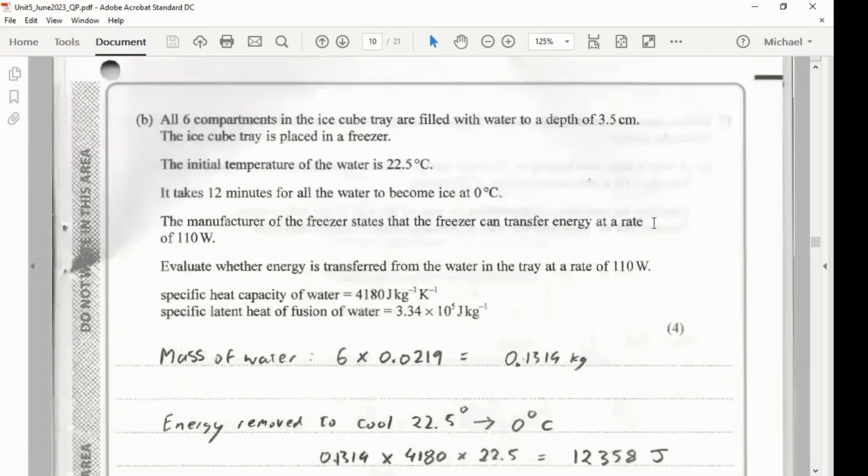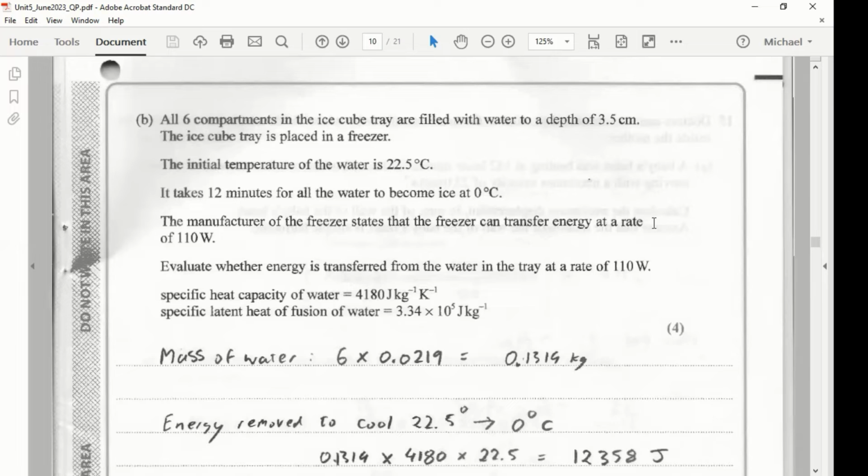B. All 6 compartments in the ice cube tray are filled with water to a depth of 3.5 centimetres. The ice cube tray is placed in a freezer. The initial temperature of the water is 22.5. It takes 12 minutes for all the water to become ice at 0. The manufacturer of the freezer states the freezer can transfer energy at a rate of 110 watts. Evaluate whether energy is transferred from the water in the tray at a rate of 110 watts.